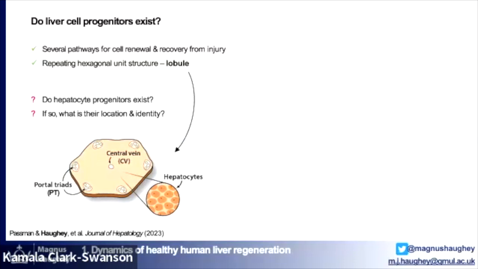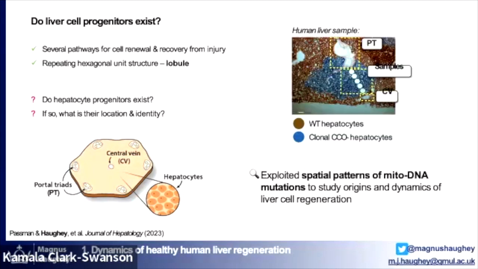And then the liver itself is predominantly made up of hepatocytes. It's the main type of liver cell. And as I said, the mechanisms by which new hepatocytes are generated, especially under homeostatic conditions, are not particularly well known. An important question is: do hepatocyte progenitor cells exist? And if so, what is their location and identity within the lobule? And so we set out to understand this question.